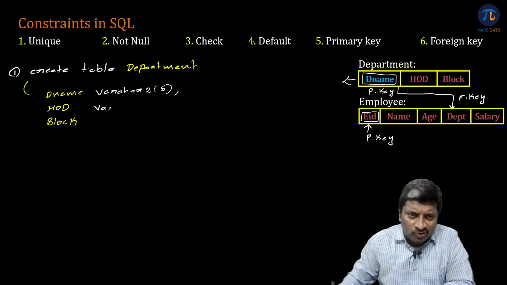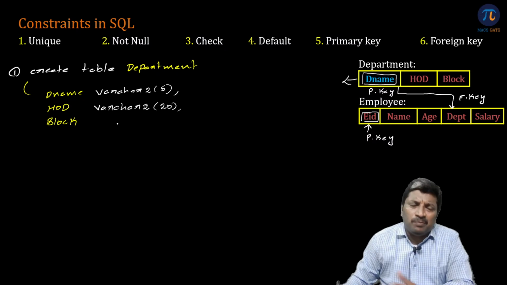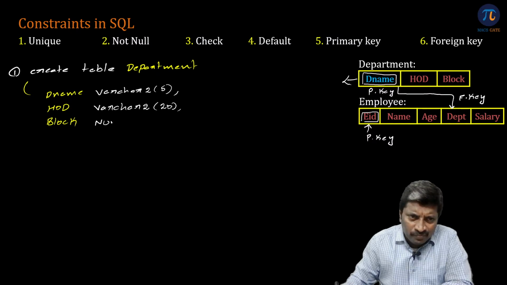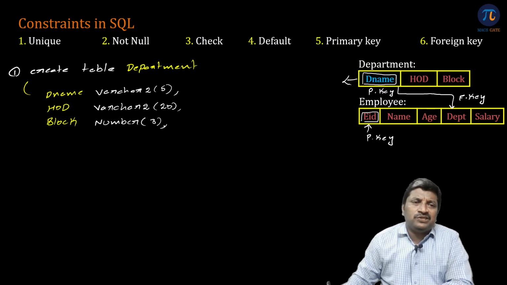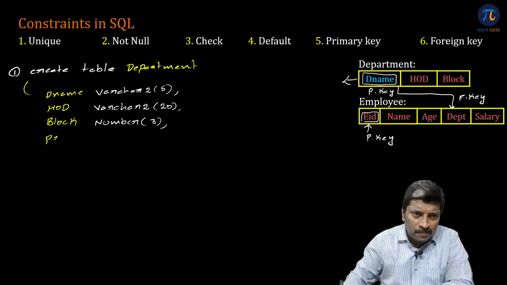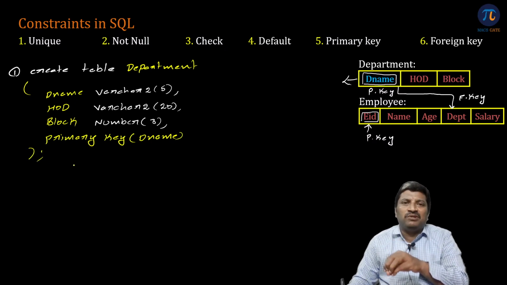Okay, let us assume HOD. It is also a string, so varchar2 of maximum, let us suppose, 20 characters. Then block number. That may be an integer, or that depends. Okay, let us assume it is a number. Okay, that's it. Now I want to specify the first one, primary key. Primary key of department name. So this is the way we need to create a table with a primary key.